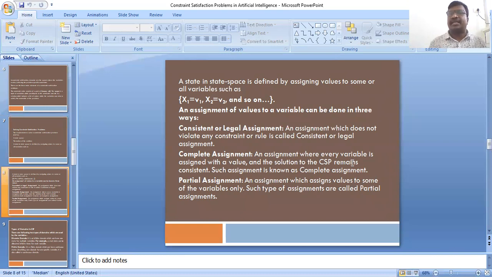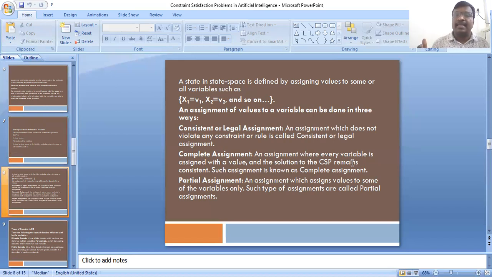How do we assign values in the state? Here x1 is equal to v1 and x2 is equal to v2, and so on. Next, an assignment of values to variables can be done in three ways. First one is a consistent or legal assignment. That means an assignment which does not violate any constraint or rule is called a consistent or legal assignment.